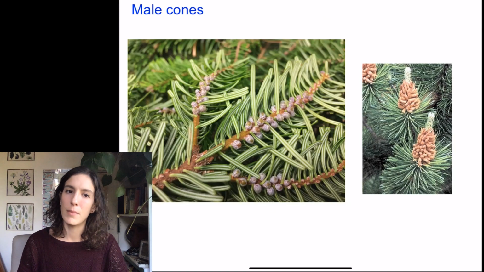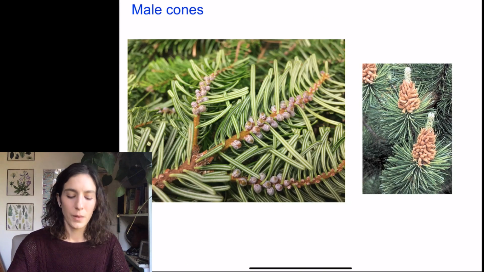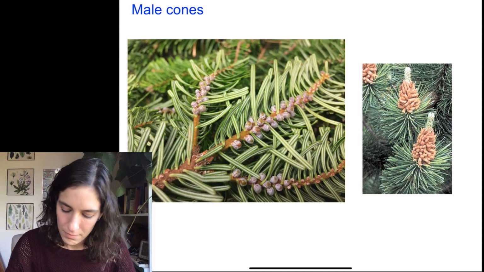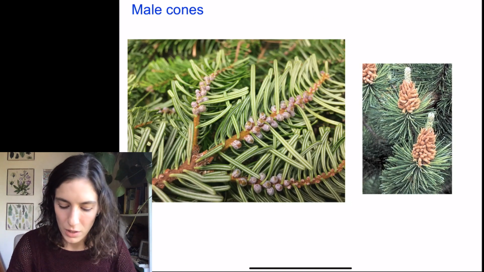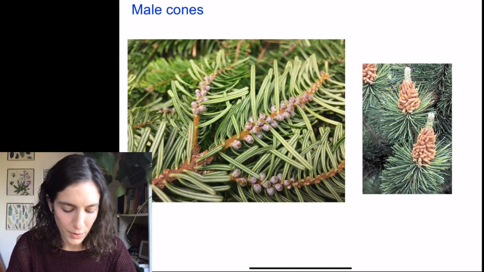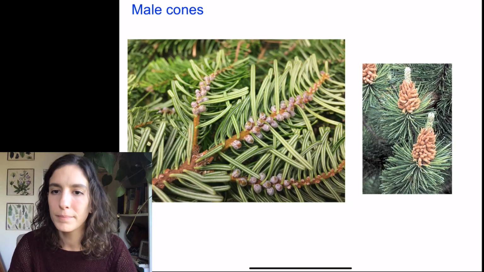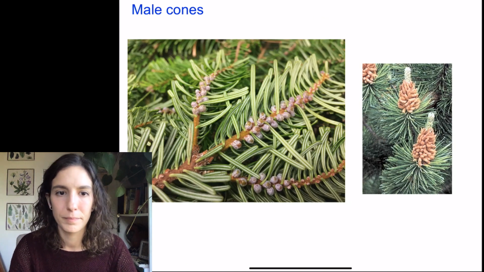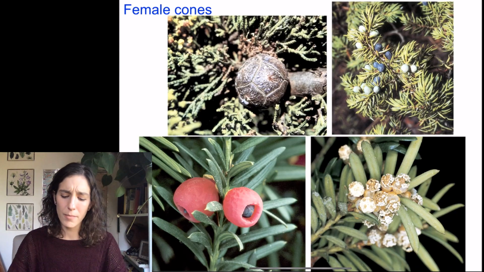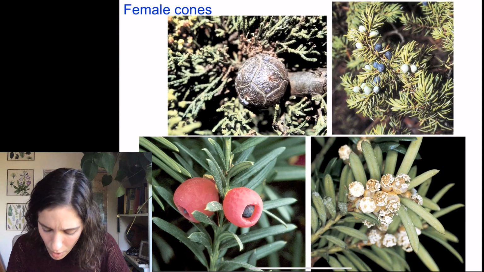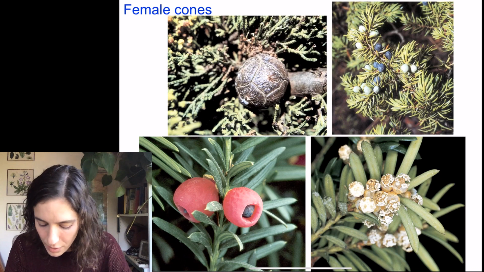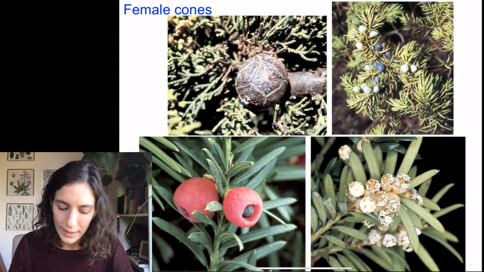Here are what some male cones look like at different stages of development. These are two different types of conifers here. Like I said, they're usually very small and lots of them. And here are what some female cones look like. Sometimes they are also very small, and then other times they are quite large.